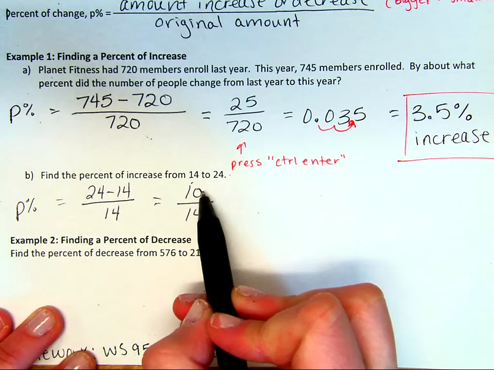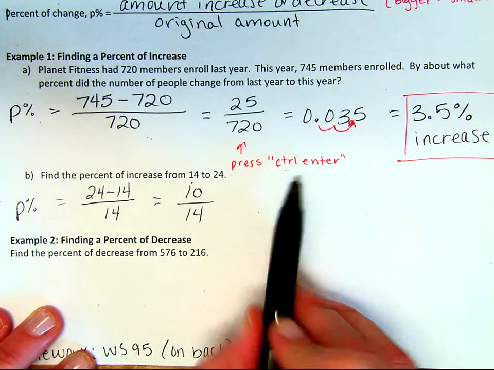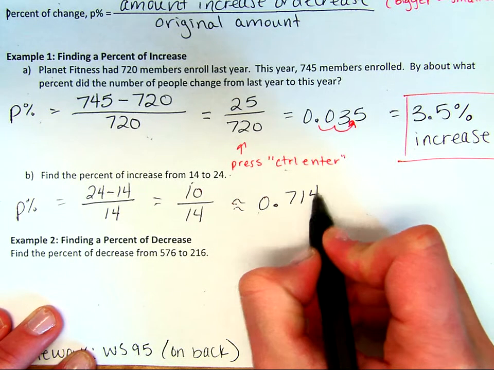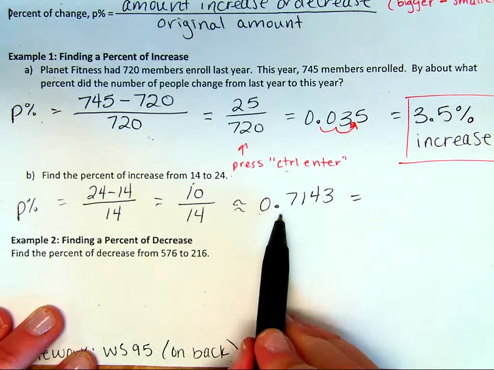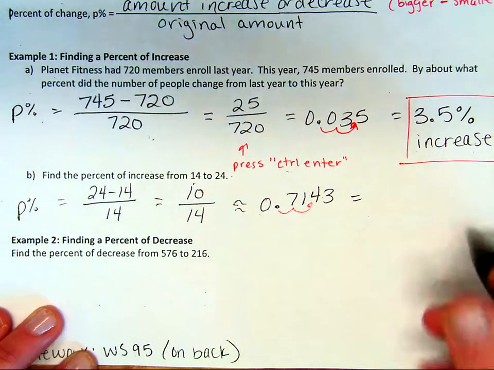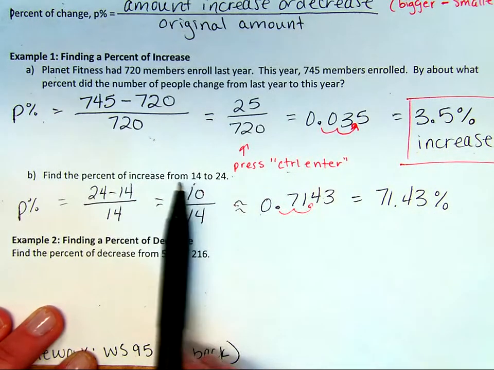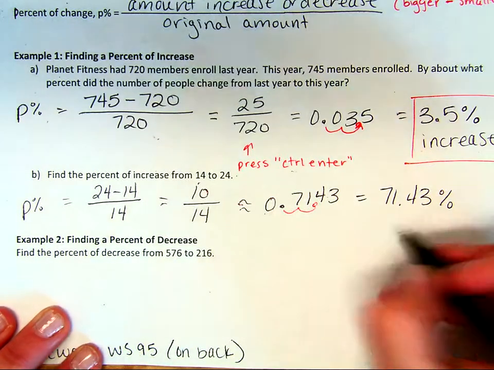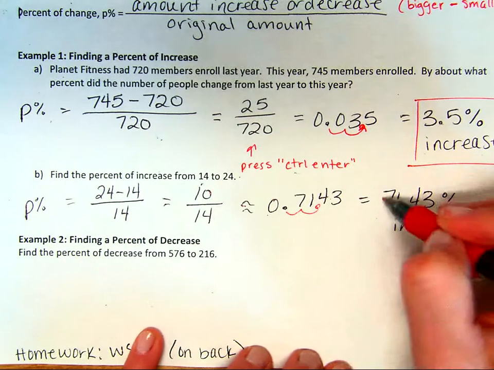Again, type in 10 divided by 14, Control-Enter in the calculator, and that's going to give you your decimal to be about 0.7143-ish. And then when I change that to a percent, I'm going to scooch the decimal 2 places over. So I end up with 71.43%. Now, from 14 to 24, that was an increase because it got bigger. So I'm going to put the word increase after. And that's the percent of change.